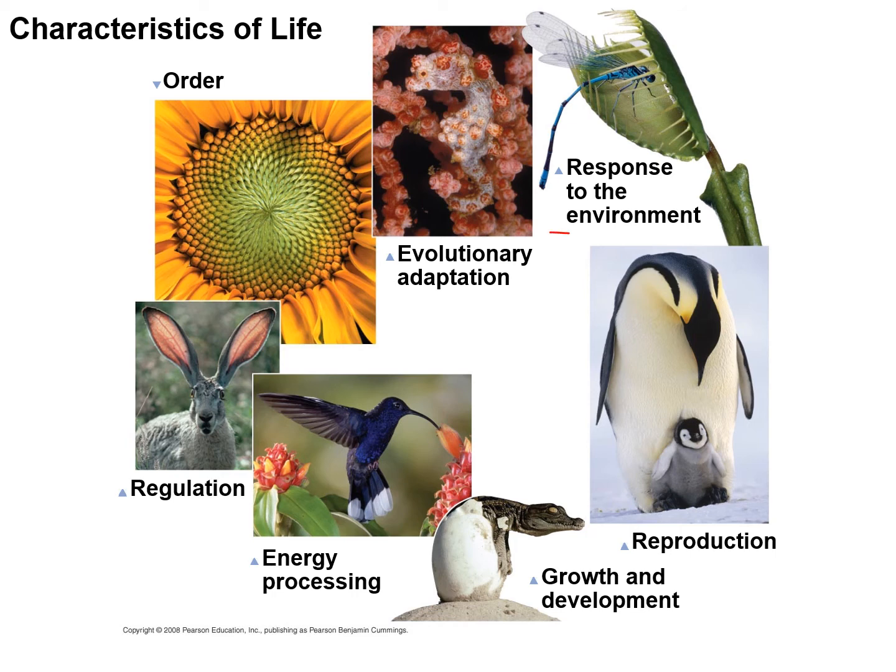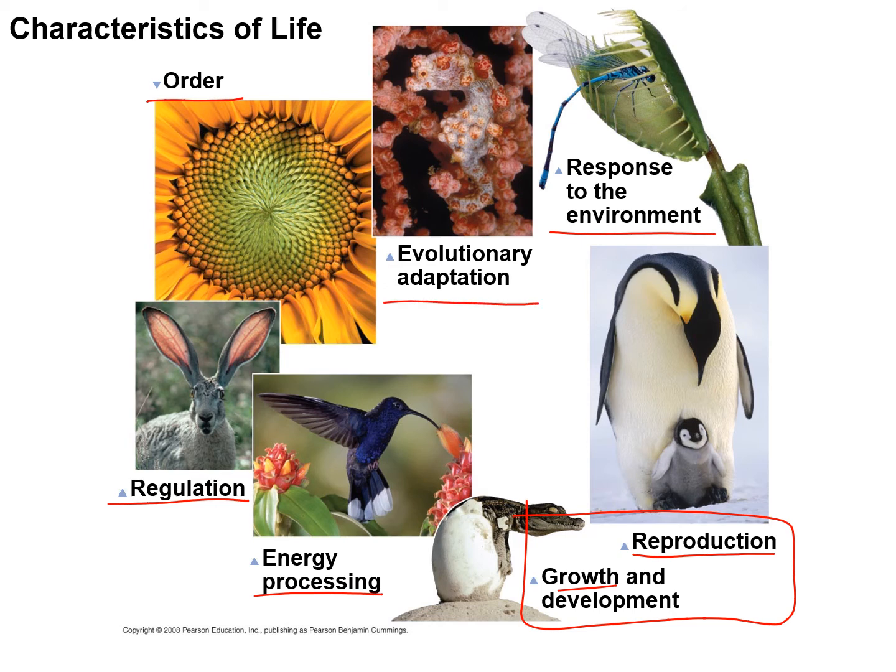So first, response to the environment. All living things on Earth respond to the environment. Also, they can reproduce and grow, and I kind of personally group these together as one. Also, they need to be able to process energy. They need to be able to regulate their bodies or their cells. And they also have order. And the last thing is that as a species, they are able to evolve and adapt to the environment.